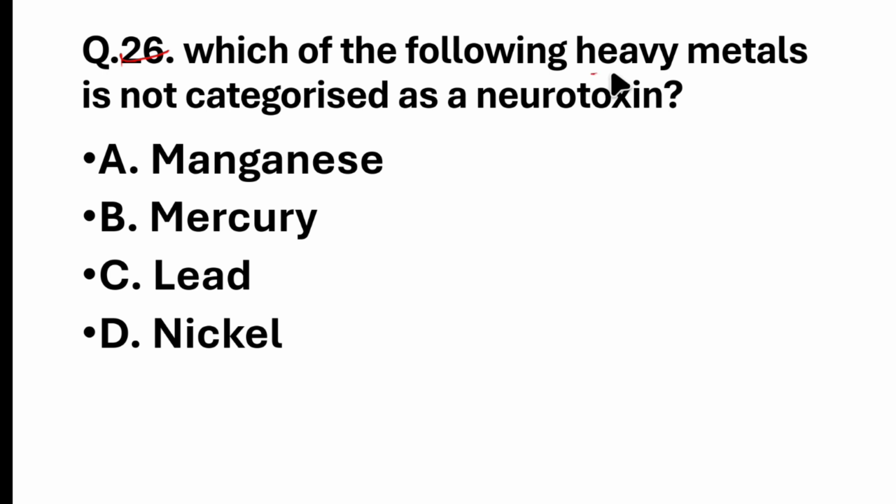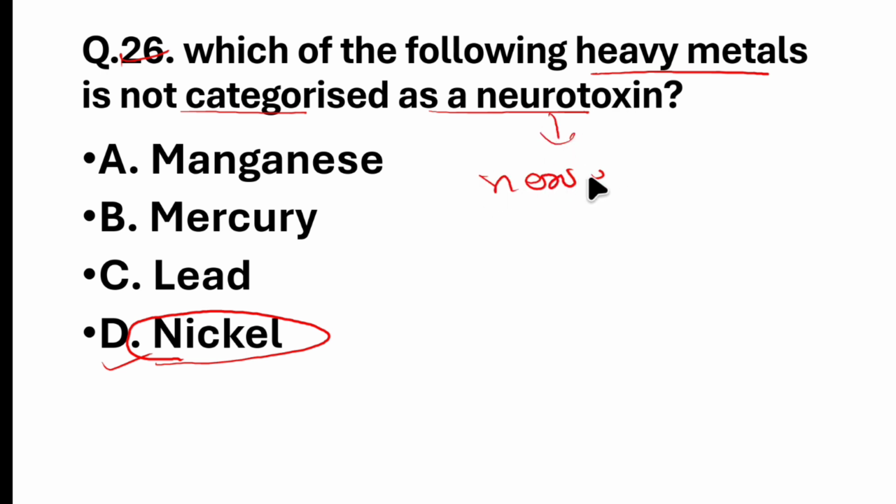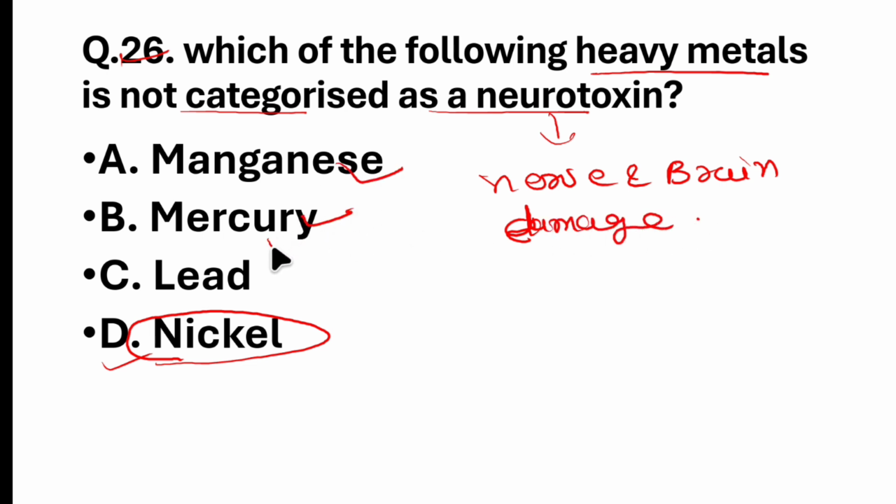Which of the following heavy metals is not categorized as a neurotoxin? Answer option D. Nickel is not categorized as a neurotoxin. Neurotoxins are substances that cause nerve and brain damage in the human body. Heavy metals like manganese, mercury, and lead are neurotoxins. Nickel is not one of them.